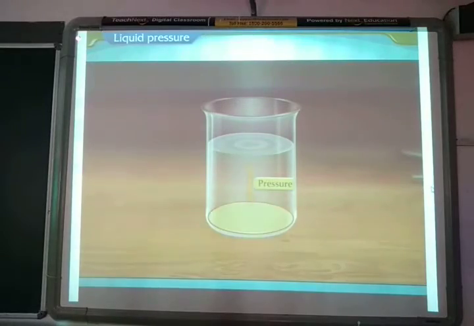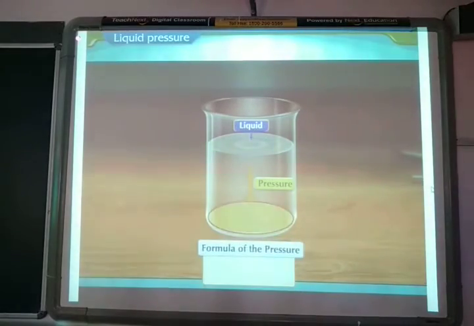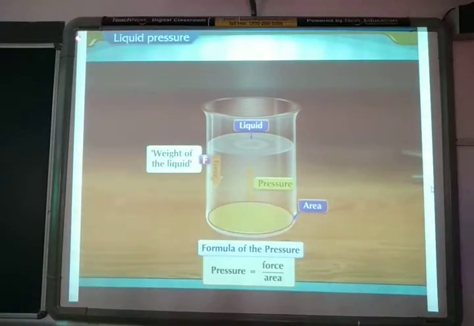The pressure exerted by liquids is given by the formula pressure is equal to force divided by the area. But in the case of liquids, force is the weight of the liquid and area is the area of the base of the container in which the liquid is kept.